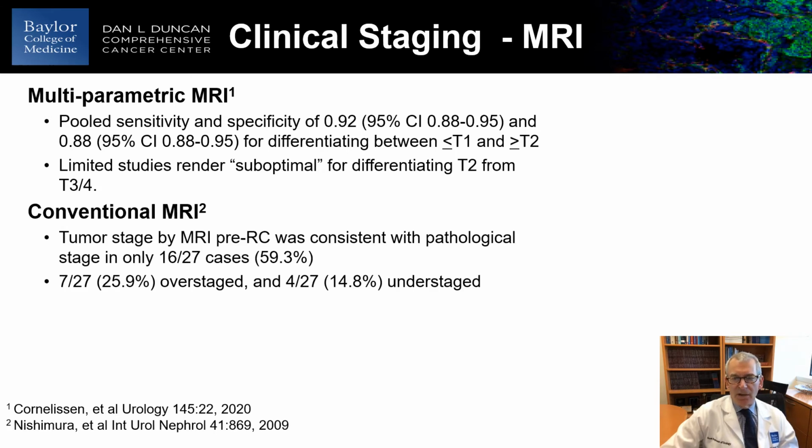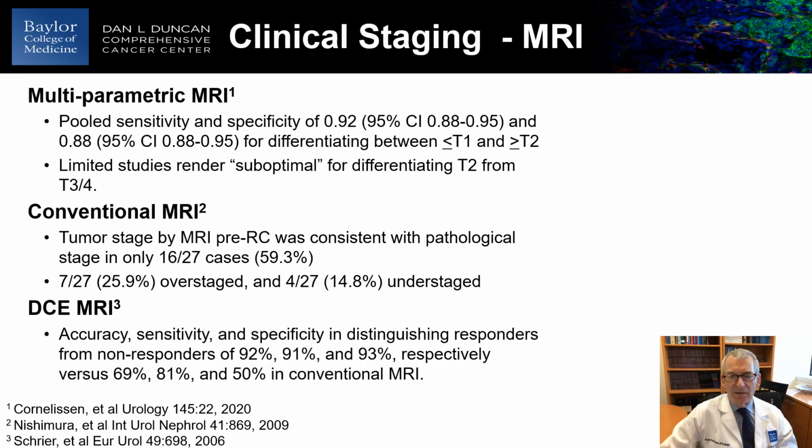In this next paper, they reported a small series using conventional MRI in 27 patients undergoing radical or partial cystectomy and found a lack of consistency when correlating clinical and pathologic tumor stage with a small but significant number of patients that were over and under stage. There was no difference in accuracy when stratified by whether they received neoadjuvant chemotherapy, chemoradiation therapy, or neither of these.